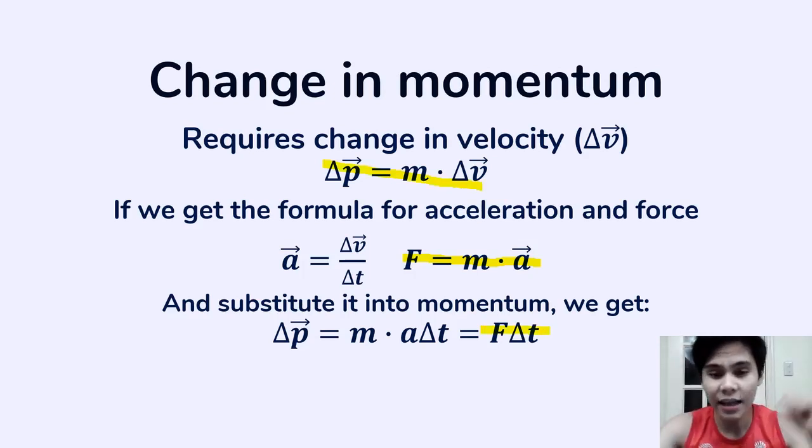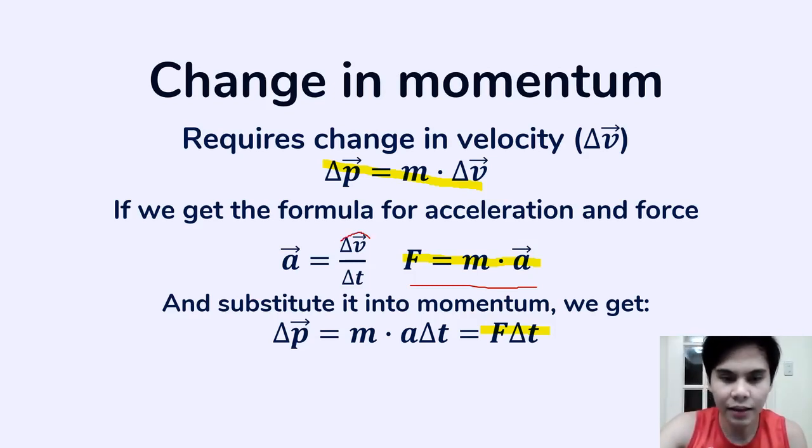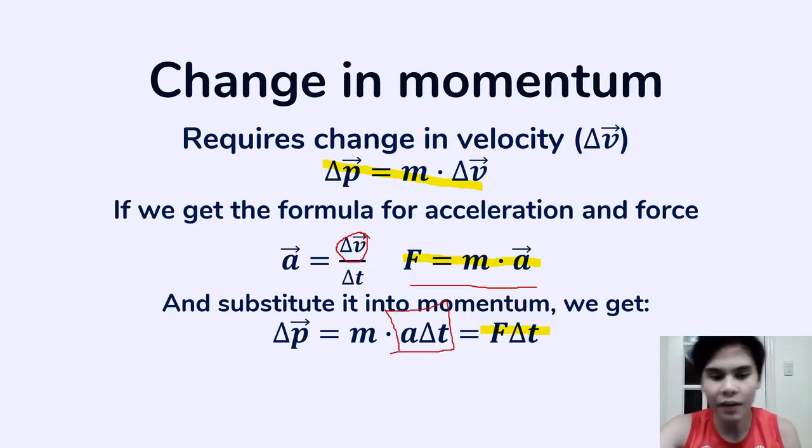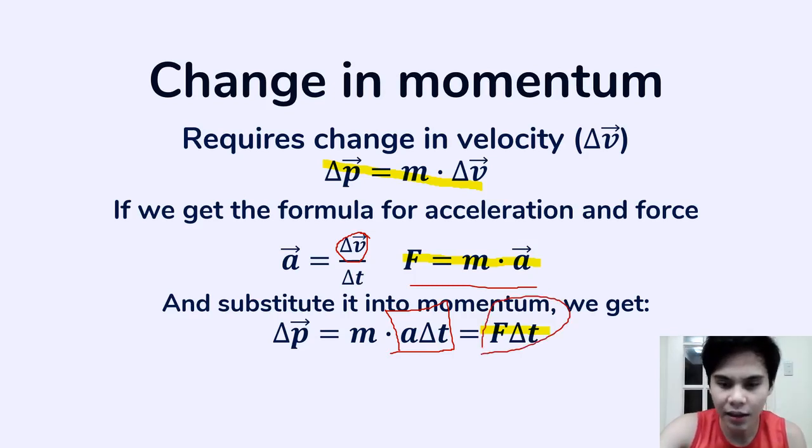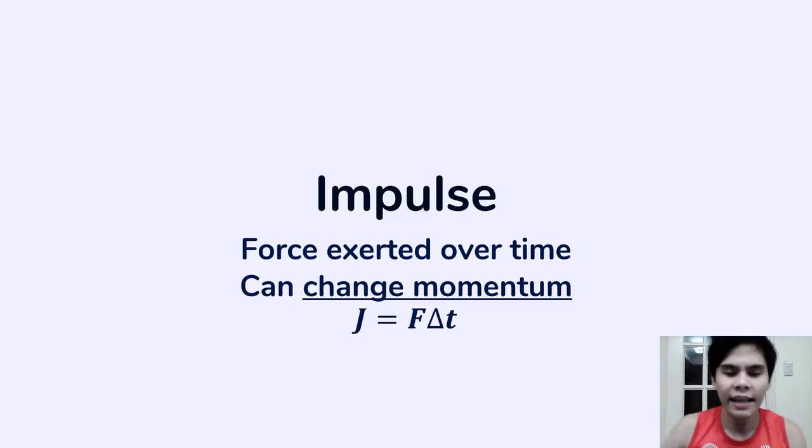You can see that if you have F equals m times a, you can actually substitute your delta V as a delta t. But the most important thing we need here is F delta t, or F times t. And that is actually the definition for impulse. Impulse is an amount of force exerted on an object over time.